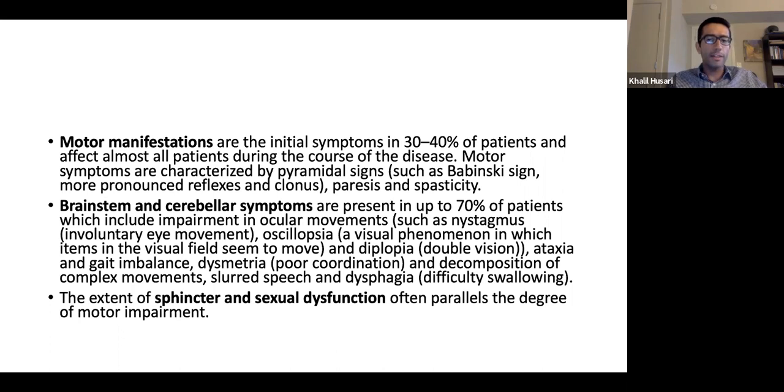The last thing is that sphincter and sexual dysfunction is also very common in patients with multiple sclerosis, particularly later in the disease, and it goes hand in hand with the motor impairment.